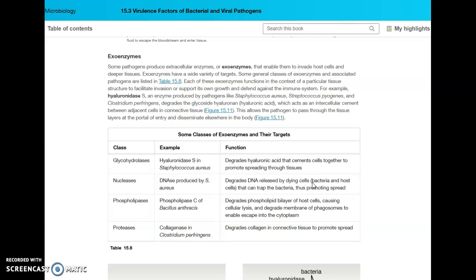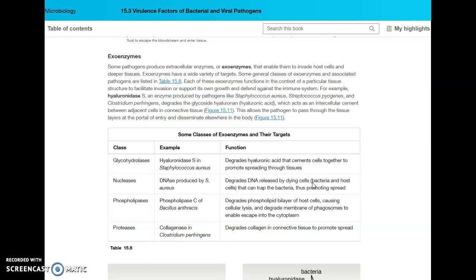Hyaluronic acid is the glue that essentially holds the cells together, especially if we look at the cells of the skin. And if a bacterium secretes some type of hyaluronidase, it dissolves that glue holding the cells together, which makes passageways for the bacteria to then invade deeper tissues. You see collagenase there. Collagenase degrades collagen.